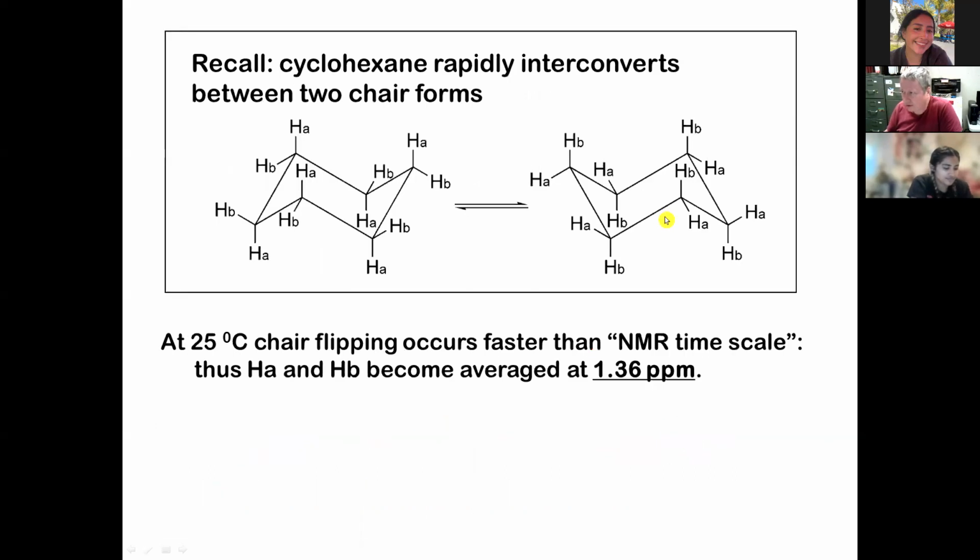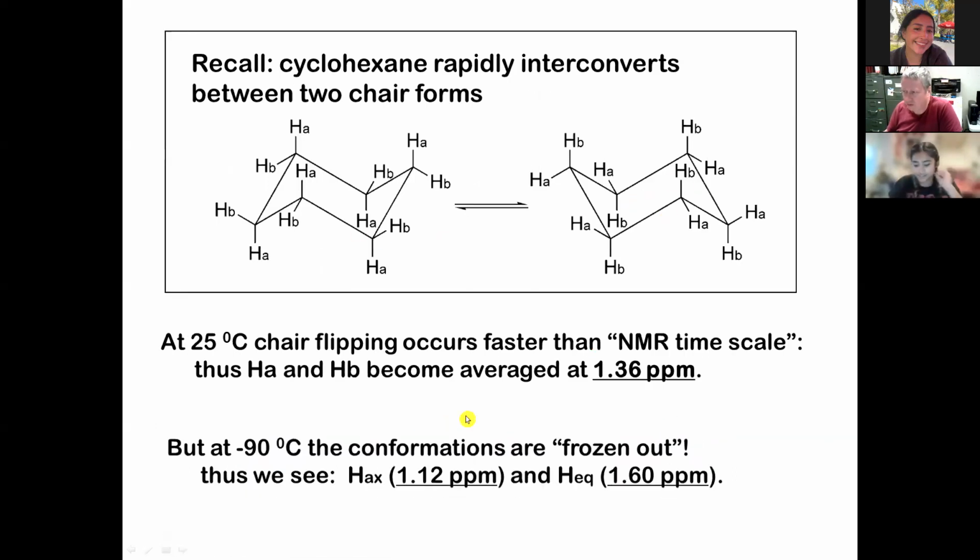All right. So yeah, you can do this thing called low temperature NMR, which is sort of cool. If you have things that are equilibrating like this, it will freeze them out, and you actually see the signals independently of each other. Kind of cool.